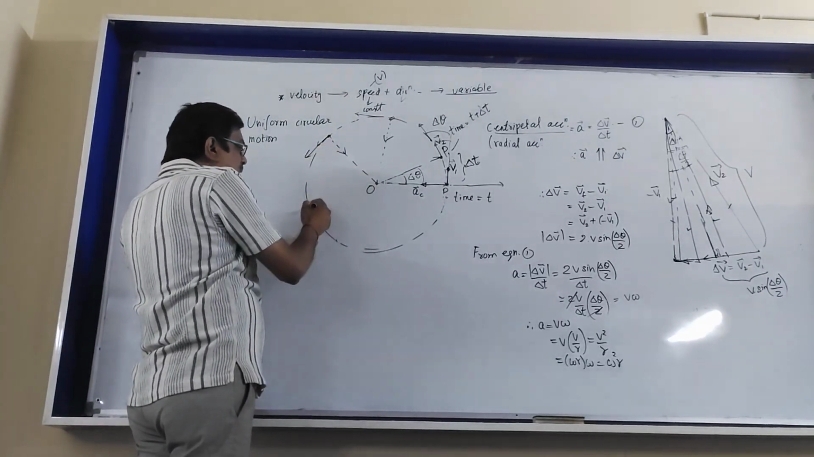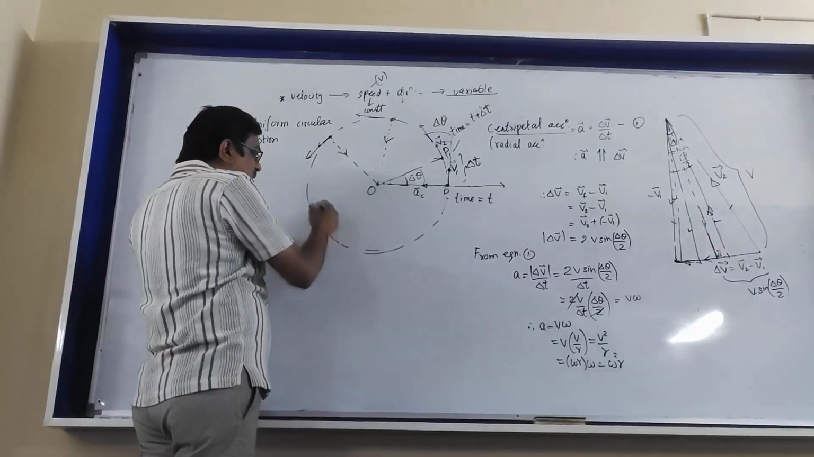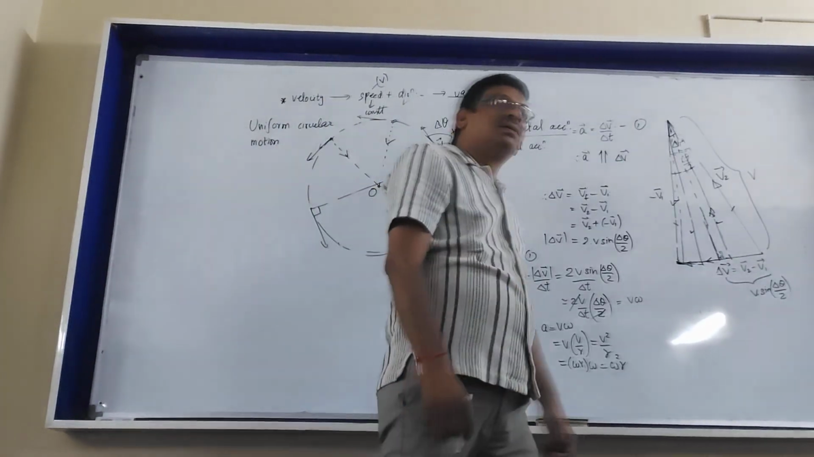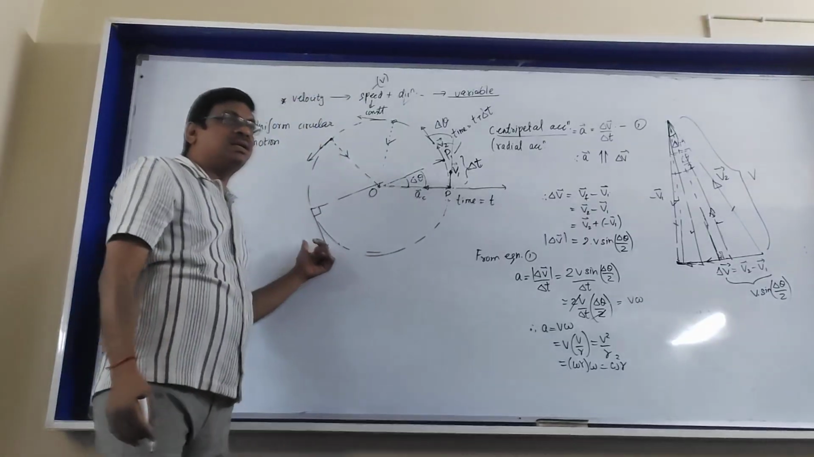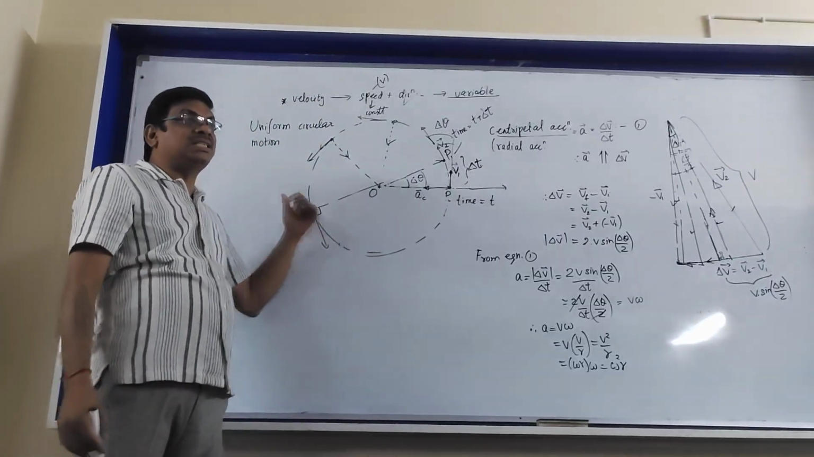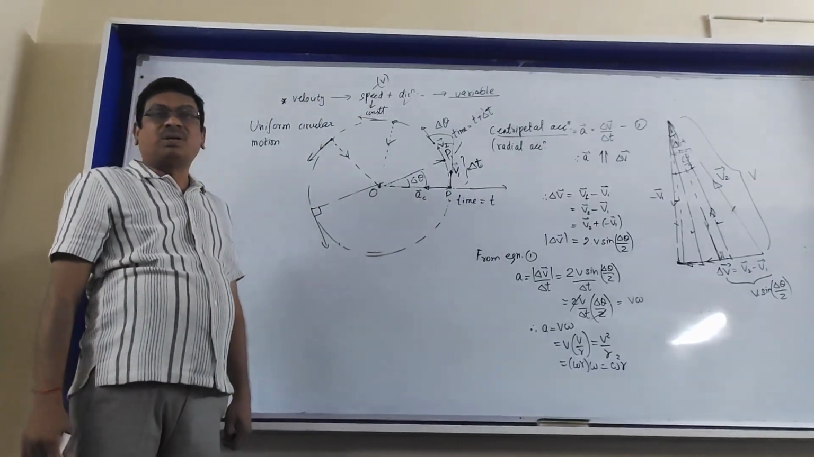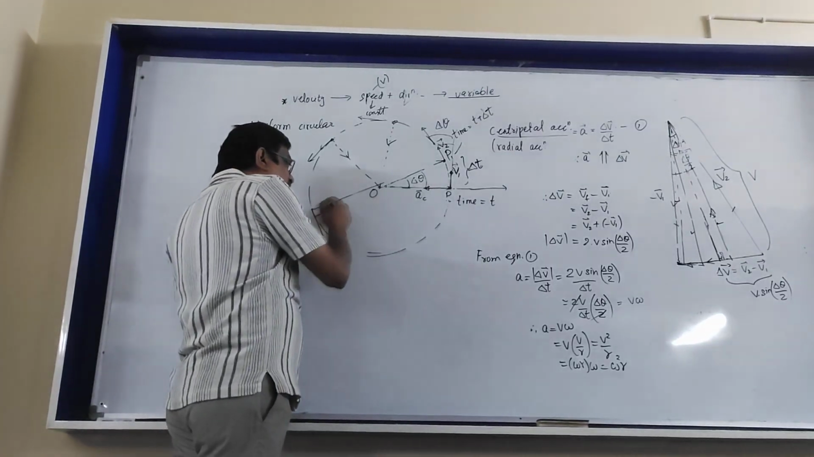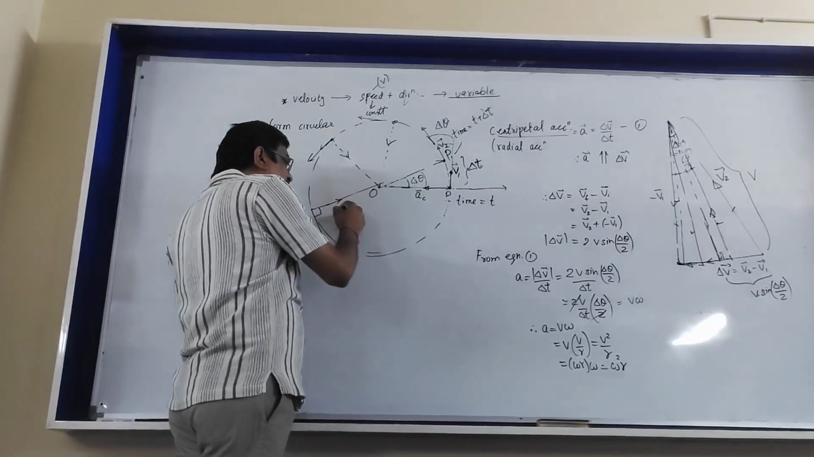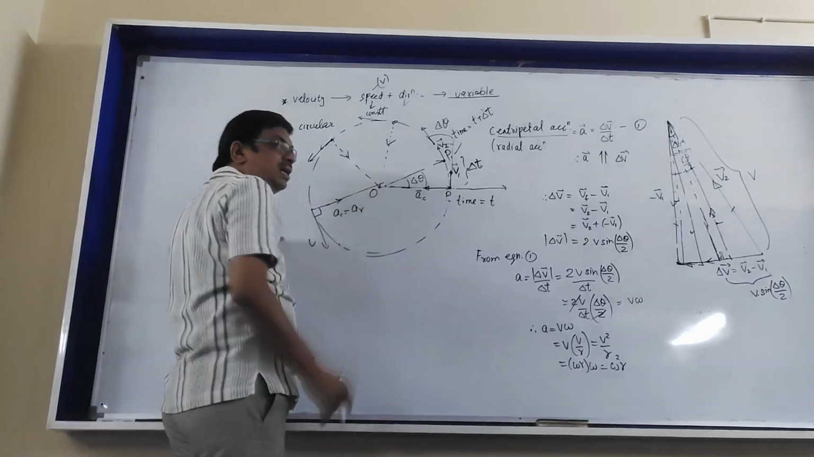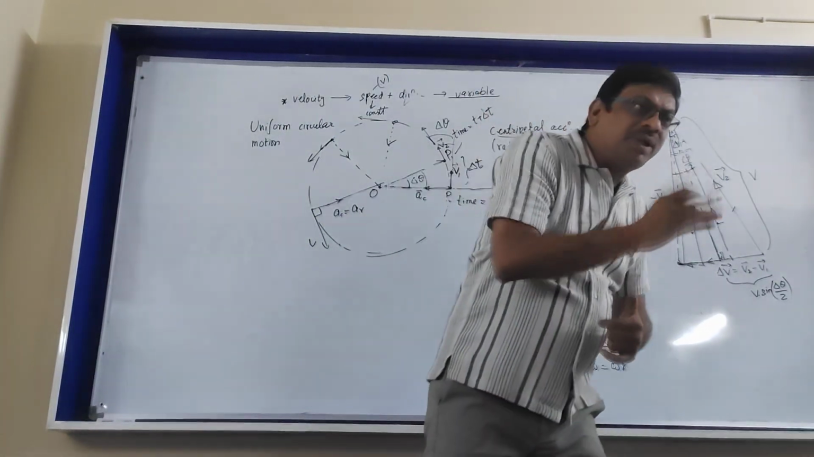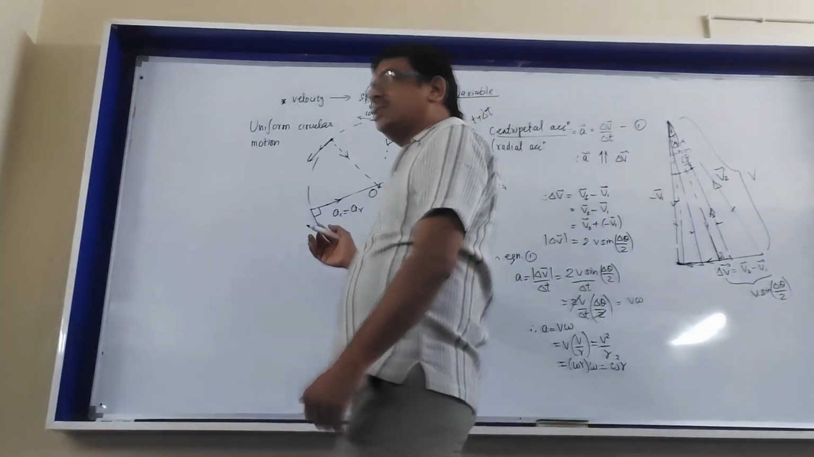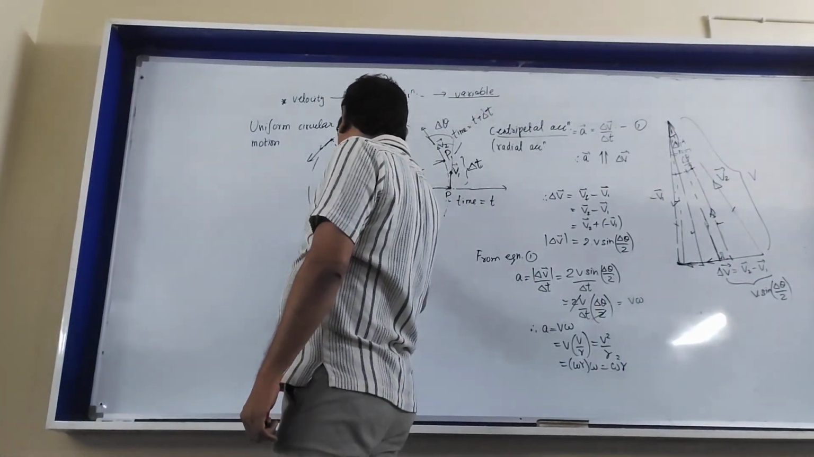Velocity is like this. Here, velocity is like this. Centripetal acceleration is like this. What is the angle between tangent and radius? 90. So, at any instant, the angle between velocity and centripetal acceleration is a very important concept. Velocity is always tangential, and centripetal acceleration is always radial. Perpendicular is also known as normal. So you can also call this normal acceleration.